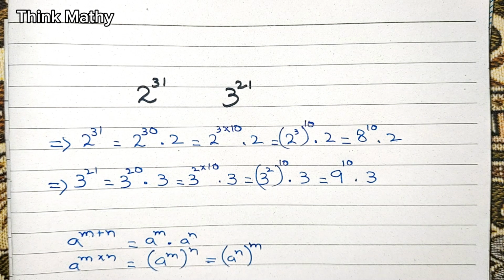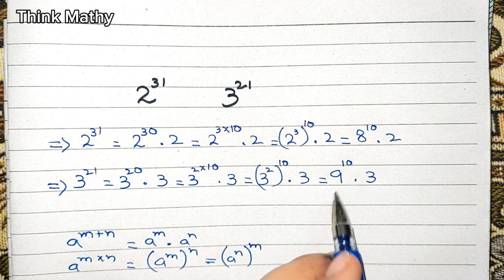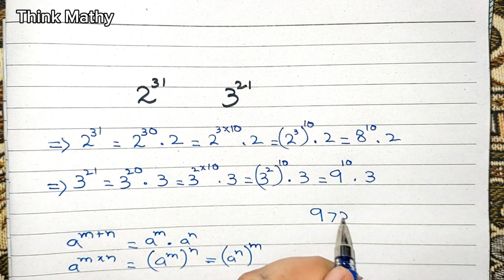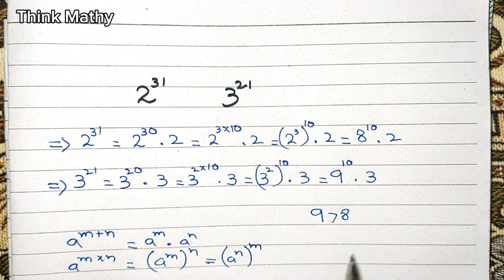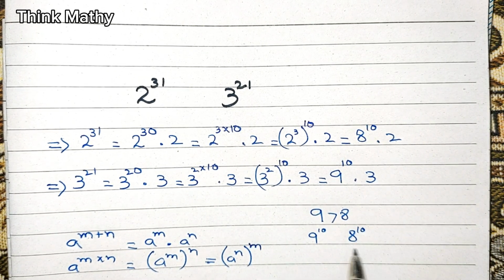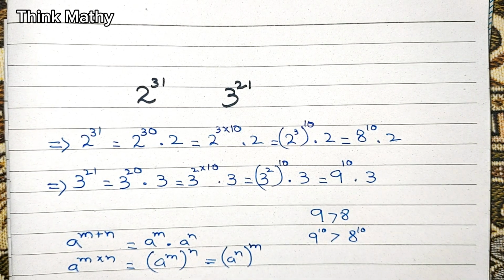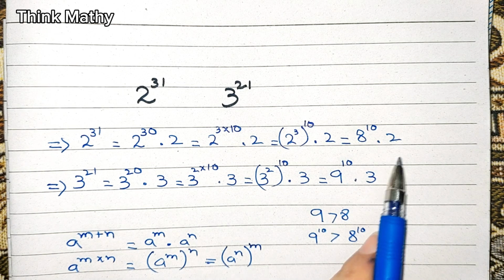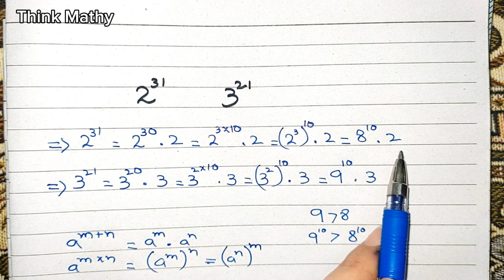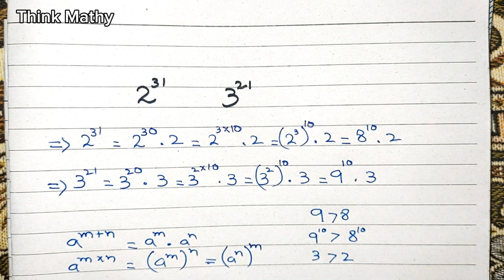Here we will see which number is greater. We can see that 9 is greater than 8. Let's write the powers: the powers are the same, but 9 is greater, so 9 to the power 10 is greater than 8 to the power 10. But what about the other numbers, 3 and 2? We know 3 is greater than 2.